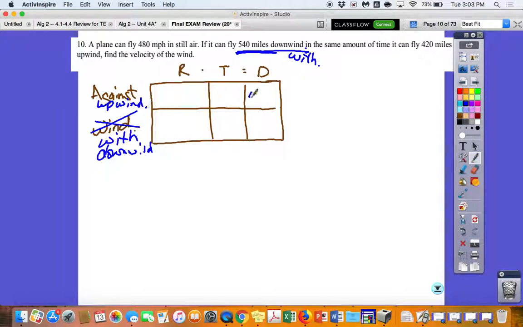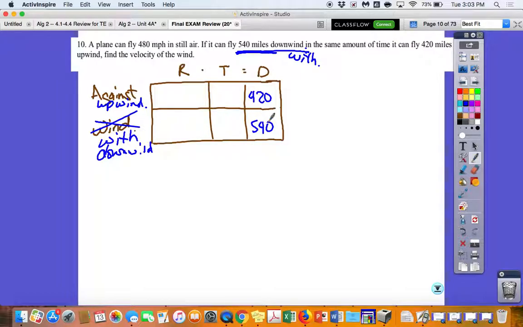420 upwind, that goes here for distance. And then 540 for here. And the only other thing that they're telling you, they're saying, okay, now, it can go 480 in still air.